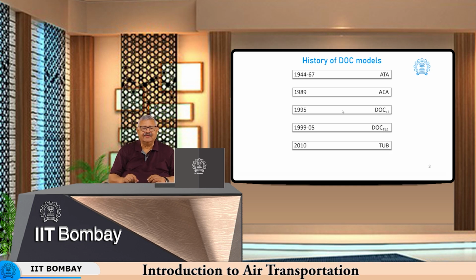And then in 2010 the Technical University of Berlin gave a model for estimation of the DOC of civil transport aircraft. So, the previous models, the ATA stands for the Air Transport Association. All these models came either from the industry, the ATA and the AEA came from the airline industry, and DOC plus I and DOC F41 came from NASA. The TUB model came from an academic institute.